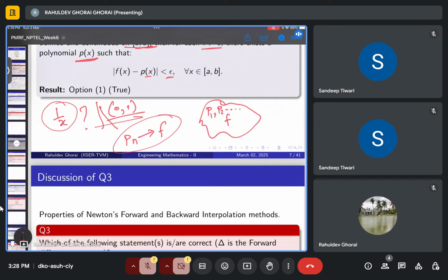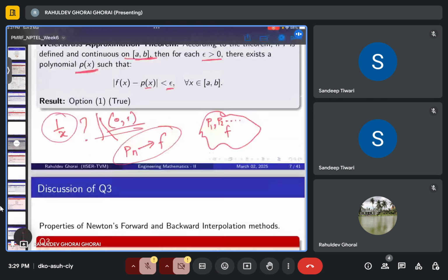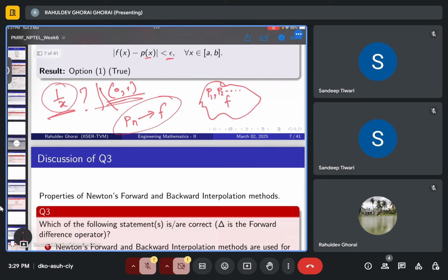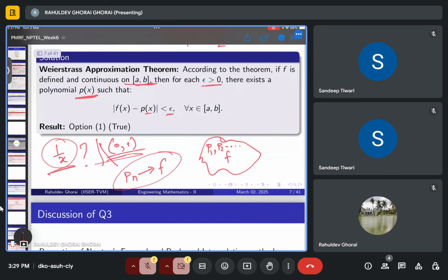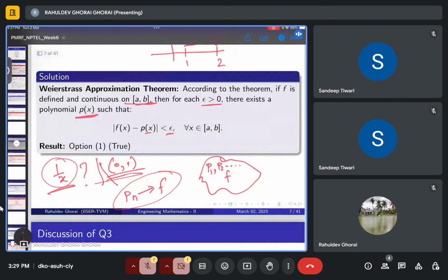Using these main ideas, one can prove that for a function with a discontinuity there will be a problem. You can check with 1 by x in the 0 to 1 interval. You start by assuming there exists an approximation, and then you find that there cannot be one. And if you are not getting it, you can ask me later also.